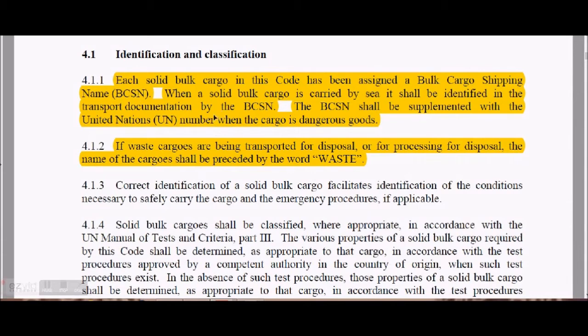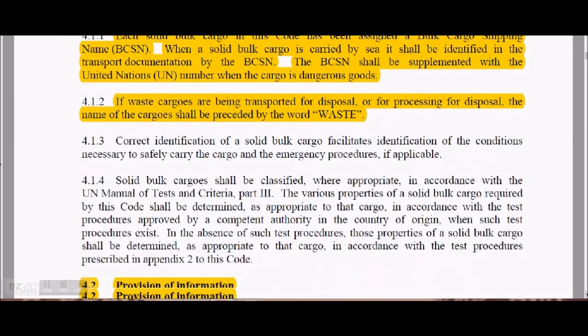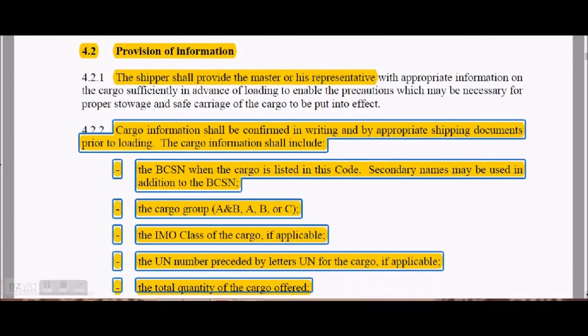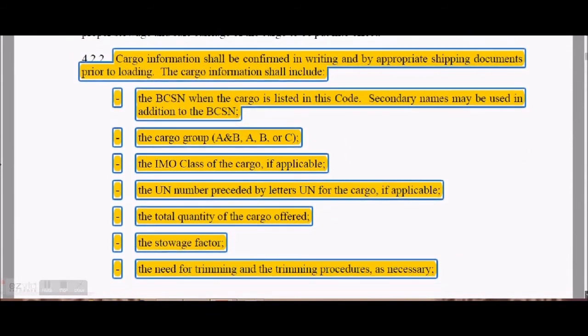BCN is when the cargo is listed in this code. Secondary names may also be used. Cargo group A, B, C.